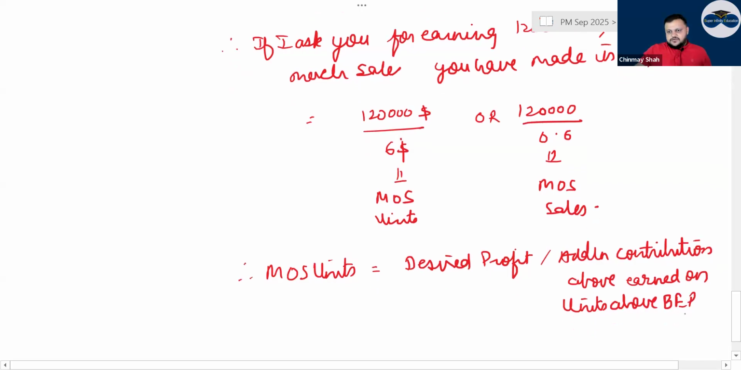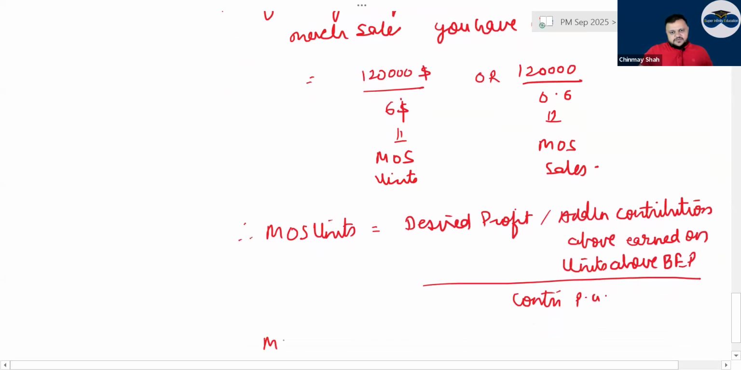Both the terms are okay. The whole divided by $6, that is contribution per unit. And what about MOS sales? Tell me, what is the formula?